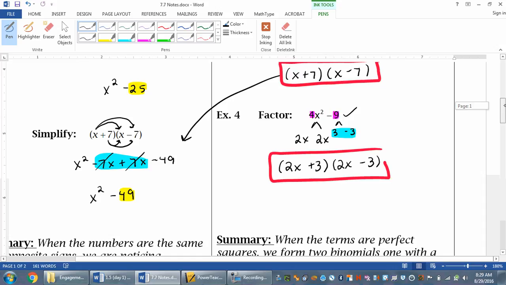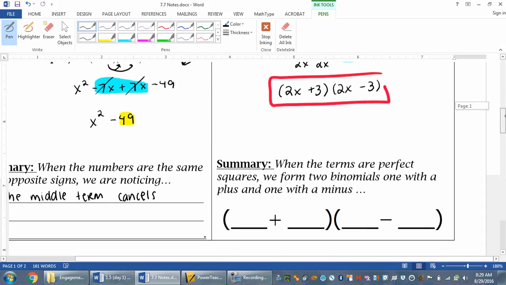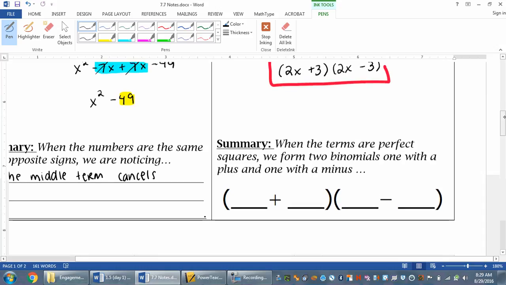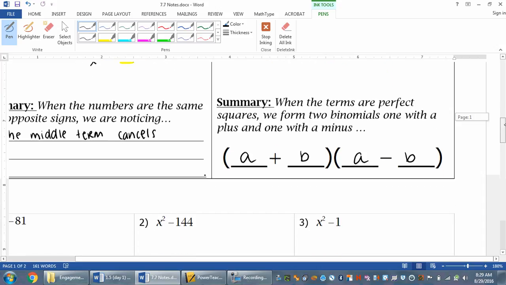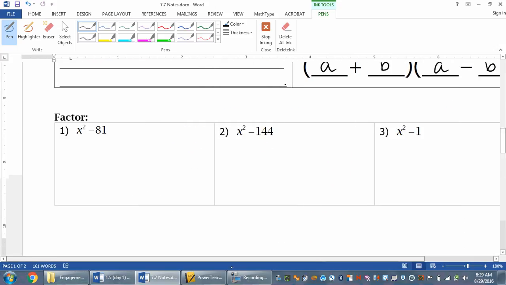Summary. When the terms are perfect squares, we form two binomials, one with a plus, one with a minus. So remember, it's going to be a plus b, a minus b. They're the same binomials, except the only thing that changes is the plus with one and the minus with the other. All right, let's go ahead and factor. Let's do number one.